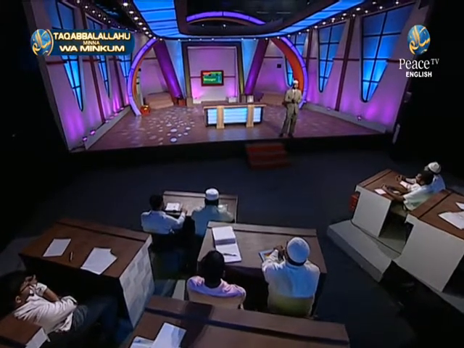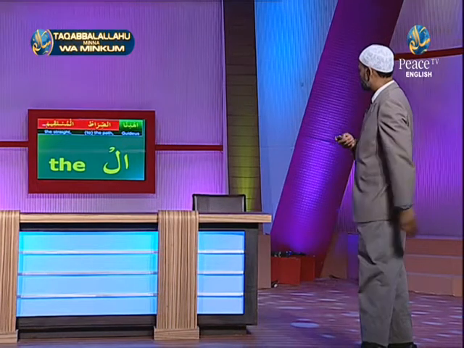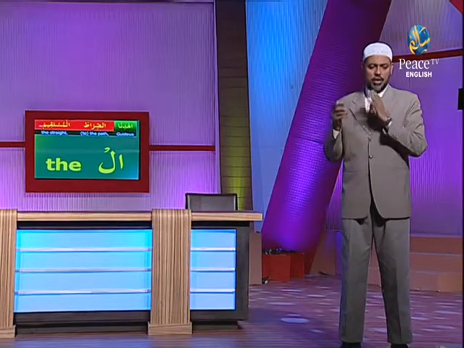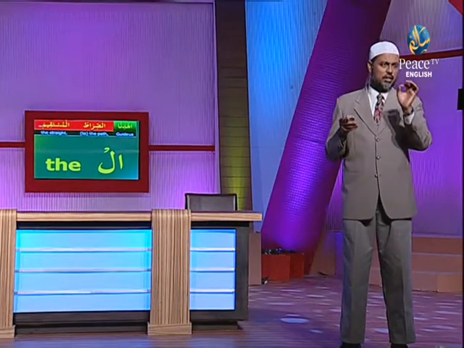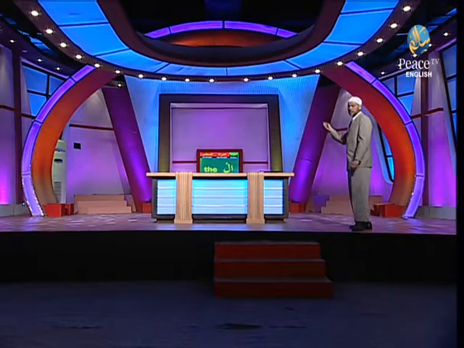Ihdina sirat al-mustaqim. Now, there is a definite article in this one, as-sirat and al-mustaqim. Al is the, like we started alhamdu, ash-shaytan. So here also al is the definite article, the. As-sirat al-mustaqim, the straight path.